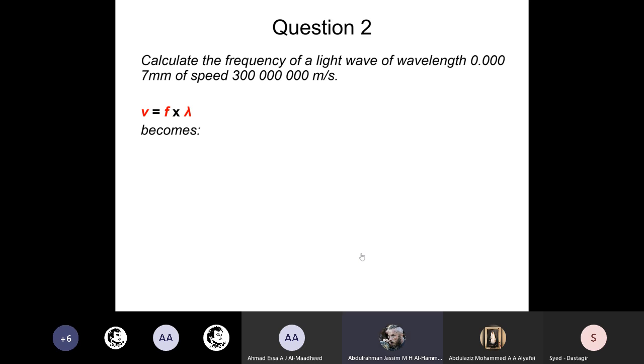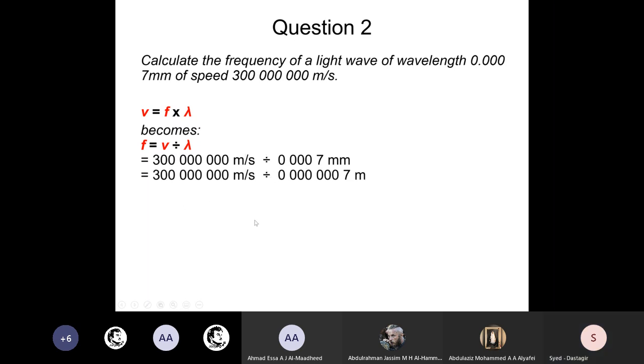Yes. Frequency equals speed times wavelength? Don't think so. Frequency equals speed divided by wavelength. Okay, so we have the speed and we have the wavelength. Right, so that's what it would look like.